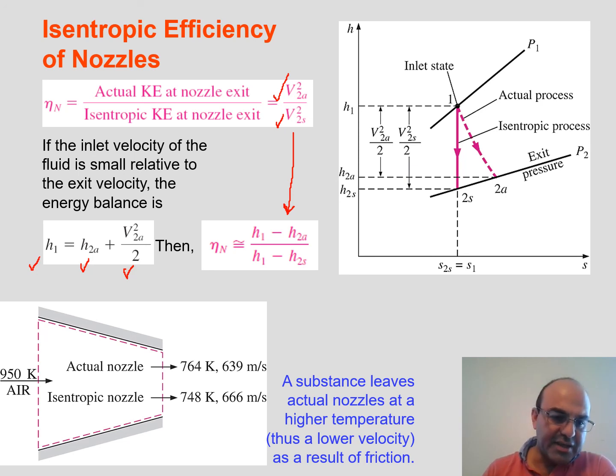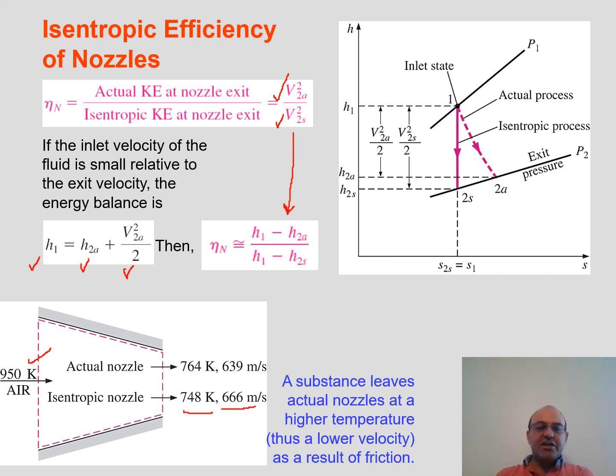So if you look at this example, we do have air coming in at 950 Kelvin. The cross-sectional area of the nozzle is decreasing. You see that at the exit, if the nozzle is isentropic, the velocity is 666 meters per second, and the temperature is 748.